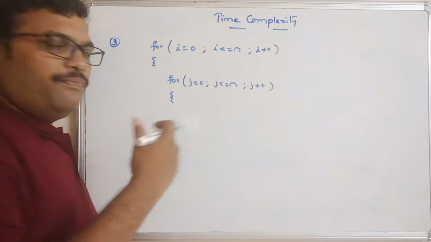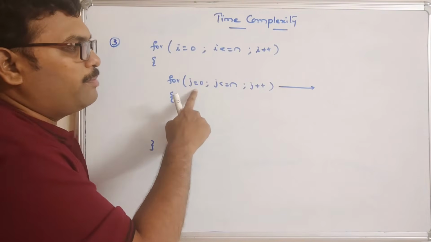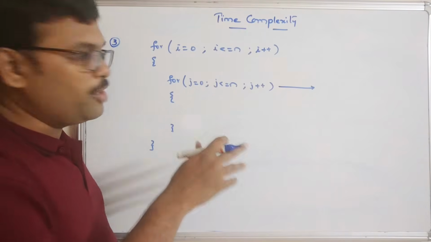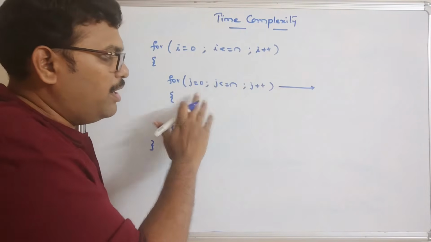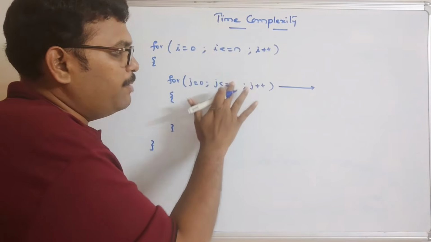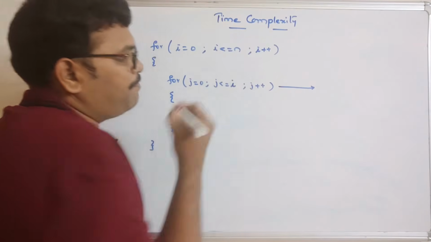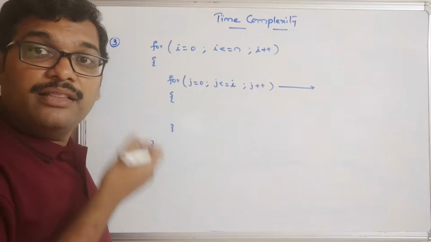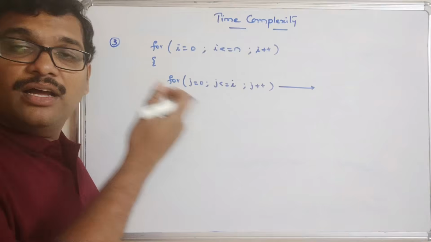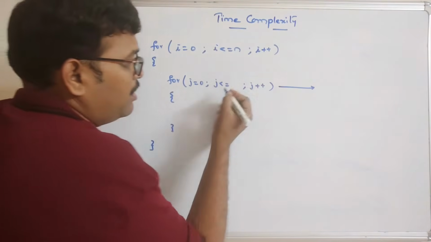So coming to the inner loop, how many times will this inner loop get executed? From 0 to n. So is there any dependency? There is no dependency, because j will iterate from 0 to n, and i will iterate from 0 to n. For example, if in the place of n it is i, then there will be a dependency. So j would depend on the value of i. We will see that in our further sessions.